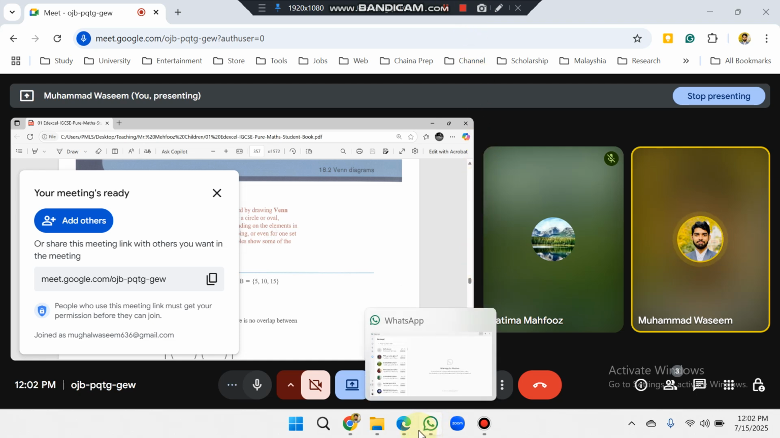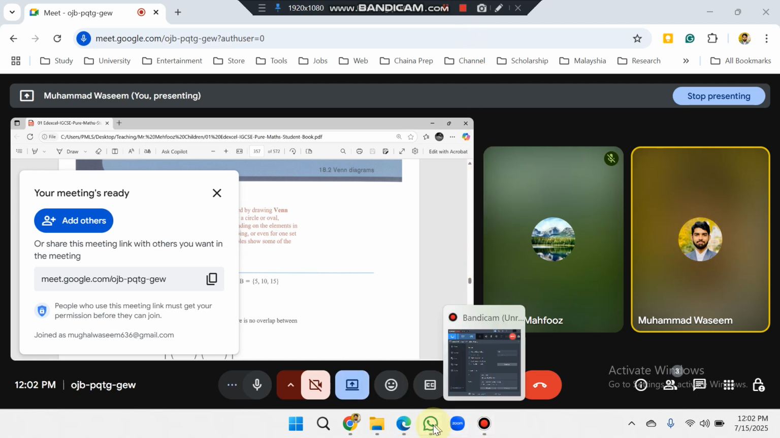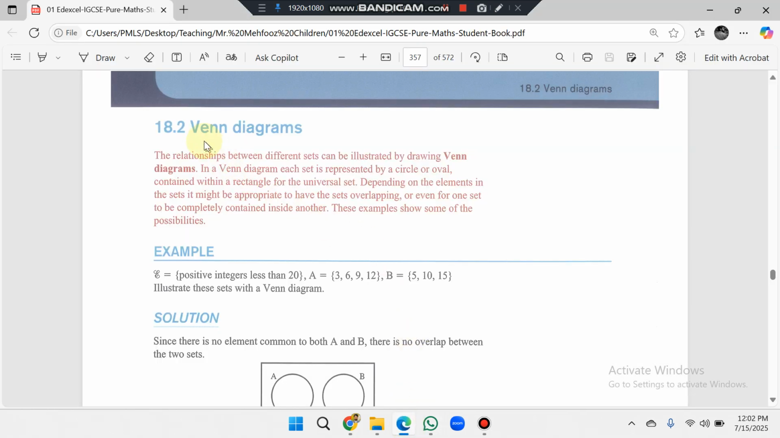Today our lecture is about the Venn diagrams, right? So we start from 18.2 Venn diagrams. The relationship between different sets can be illustrated by drawing Venn diagrams. So basically the Venn diagrams are the pictorial shapes of the sets. We can show our sets in the form of pictures, and this diagram is called a Venn diagram, right?